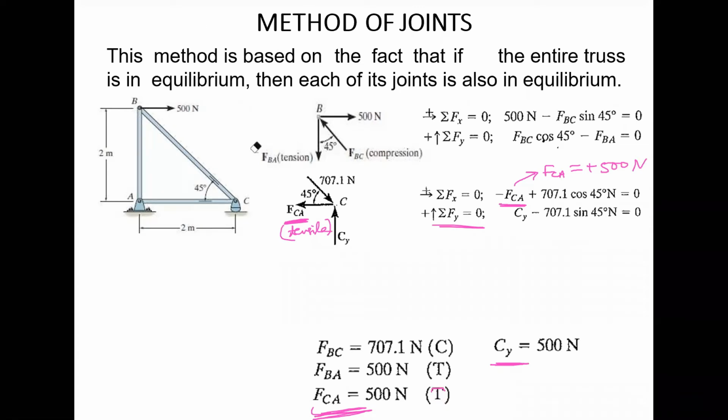Okay, its nature will be tensile. Correct? Okay. And the magnitude of reaction force. That means if you are writing reaction force, then you need not write the nature of reaction force. No need. You can just write the magnitude and unit. That will be sufficient. No need to write whether it is compressive or tensile. CY is equal to 500 Newton.